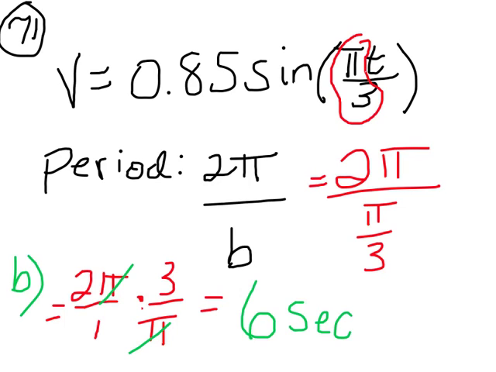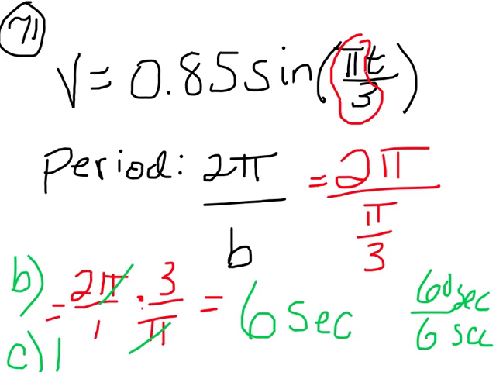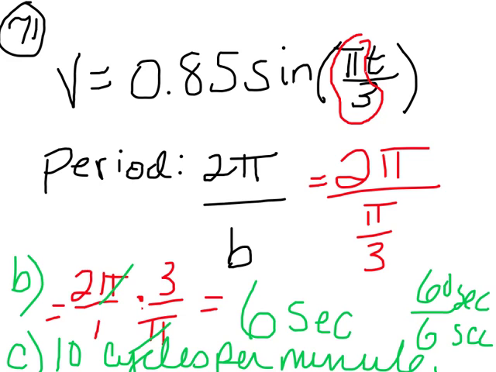So how many cycles is that per minute? Is that anything we're going to find in the equation? No. How are we going to find cycles per minute? Yeah, 60 seconds divided by 6. So that would be what, 10? So 10 cycles per minute. Okay. 10 cycles per minute.